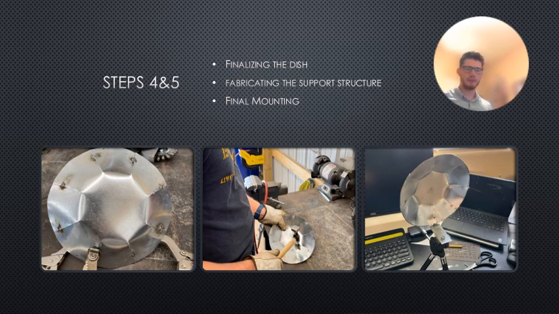Then the final two steps of the construction process are to construct the support structure, as you can see somewhat here, as I showed earlier, and also fasten that to the dish via MIG welding, and to create the mounting hole here. And as you can see, it is mounted to the camera tripod.